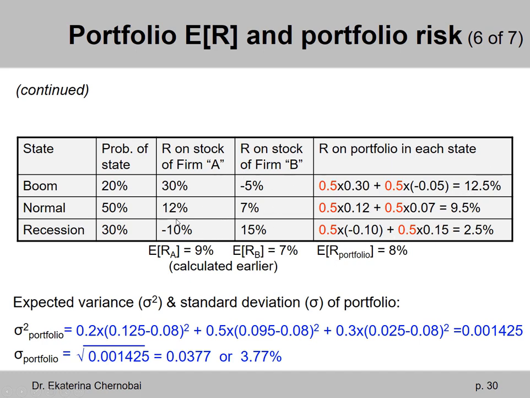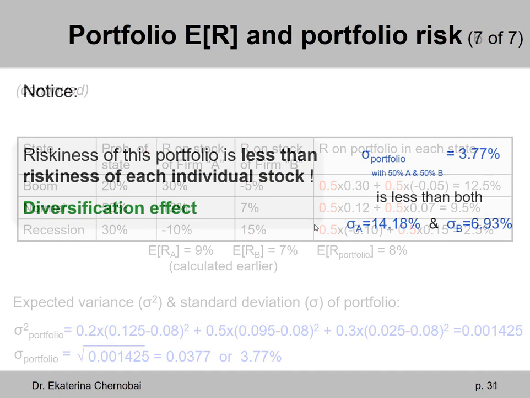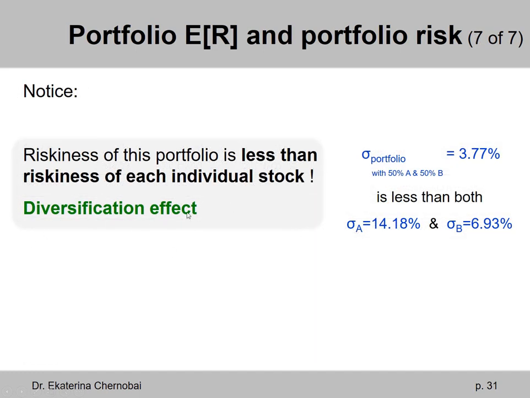And this is why we're never going to have this wide range of returns that we see for stock A or for stock B. The portfolio returns are going to be much closer together, resulting in no possible loss ever. That's the diversification effect.